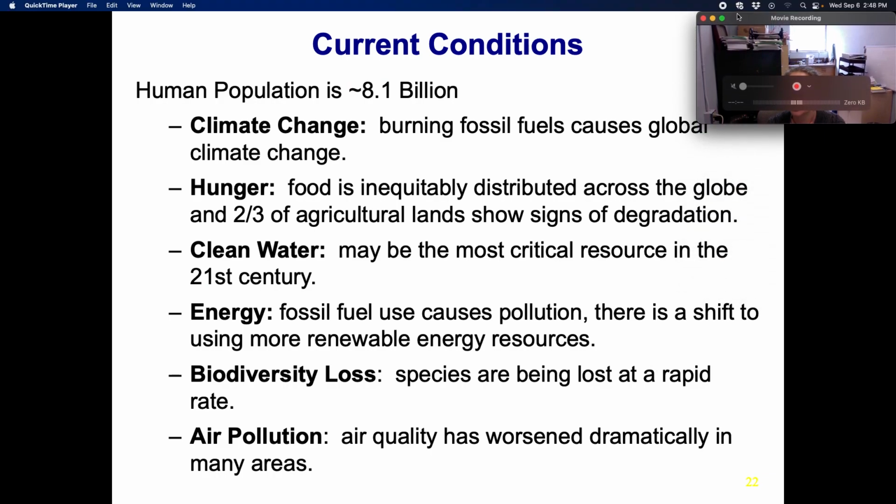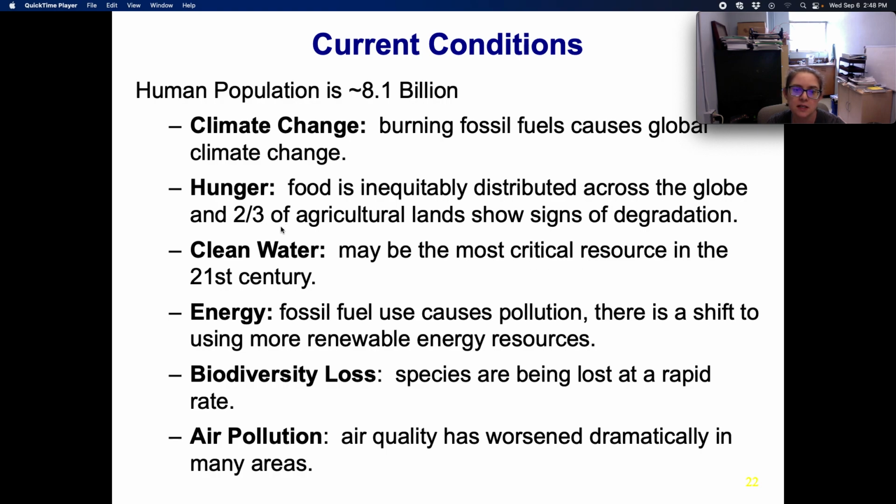So, current conditions of what's going on with our environment. As I said, the human population is at about 8.1 billion people. Climate change. We know that burning fossil fuels and deforestation is causing global climate change, as well as agriculture. Hunger. We know that food is not distributed equitably across the planet. So, in some places, we have plenty of extra food. In other places, there's not enough.